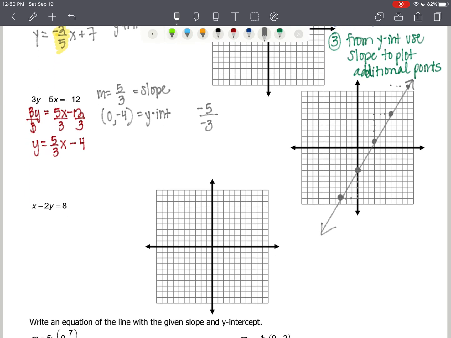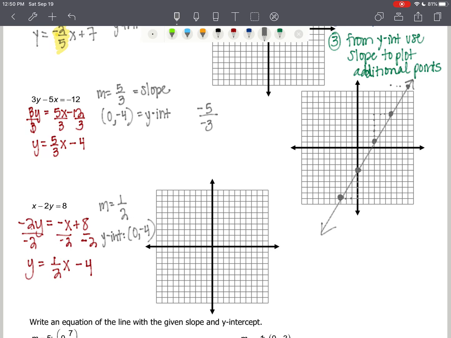Okay, x minus 2y equals 8. I'm going to solve for y, so I'm going to subtract x from both sides. That's going to give me -2y equals -x plus 8. Then I'm going to divide each term by -2, giving us y equals positive 1/2 x minus 4. So our slope is positive 1/2, and our y-intercept is going to be 0, -4.